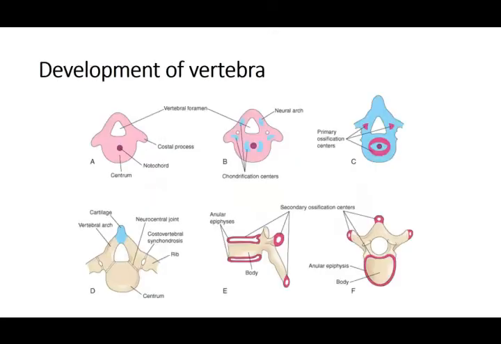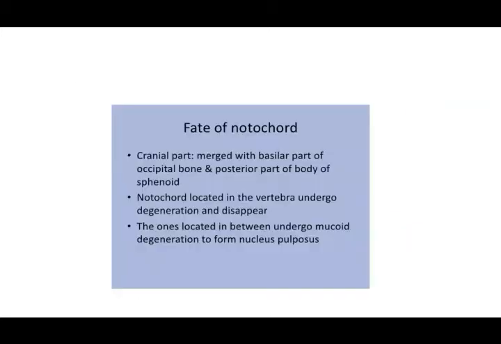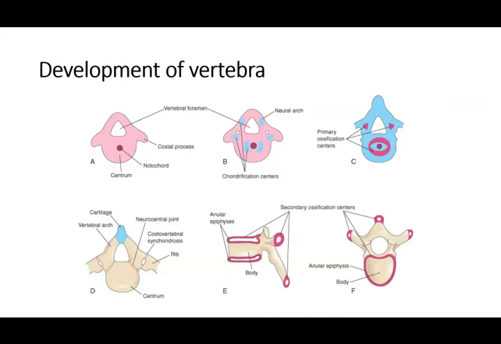So if you see this chain of events, first is this centrum, that is the mesenchymal. Then the chondrification centers appear in the arch and in the body. The primary ossification centers then start to appear, that is one in the body and two in the neural arch. Then that unites it at the neurocentral joint, and then in the second line is the formation of the secondary ossification centers, and these secondary ossification centers are going to ossify the bone completely.